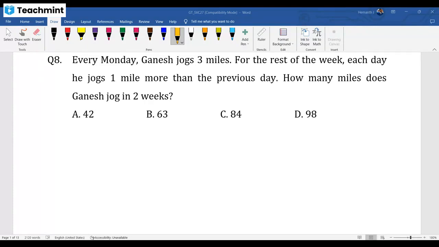Yogendra, any doubt? You, I think you raised the hand. Any doubt? First text him.